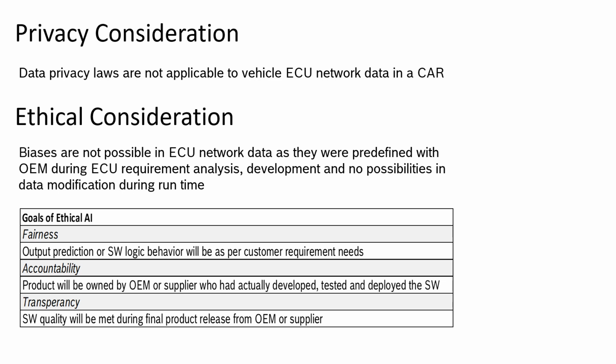Considering the ethical values, biases are not possible in this ECU network data because everything is predefined during the requirement analysis phases, and the development and testing also. There will not be any data modification during runtime, and the data framework is ready and will not be modified at any time at any cost.